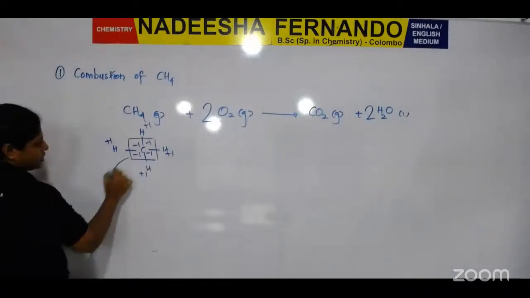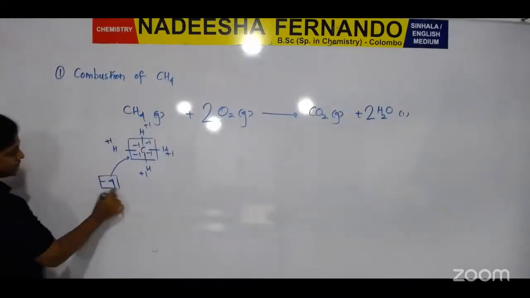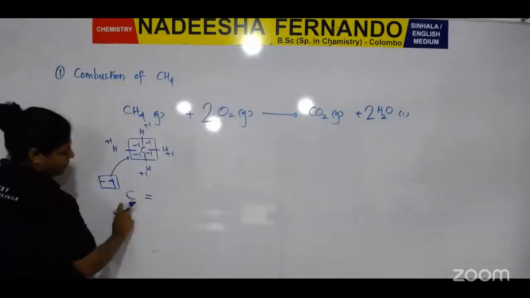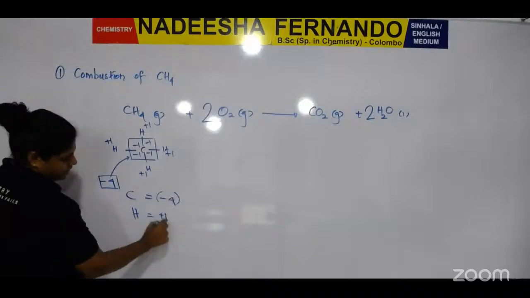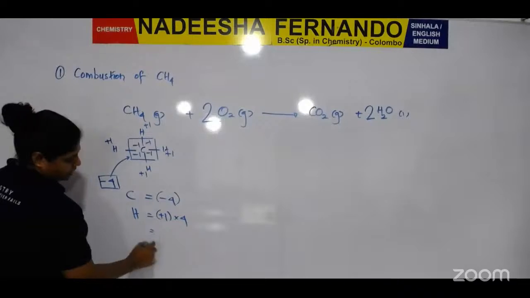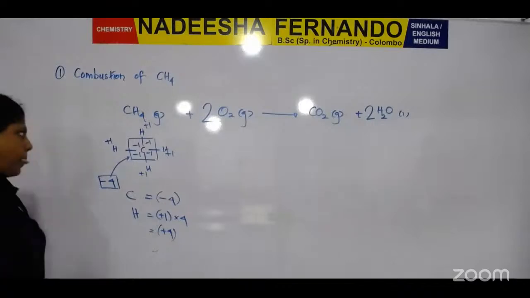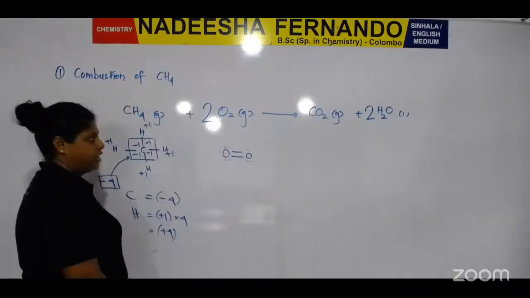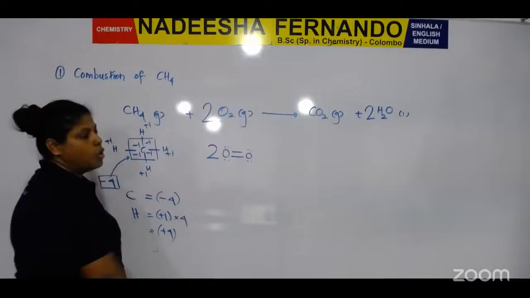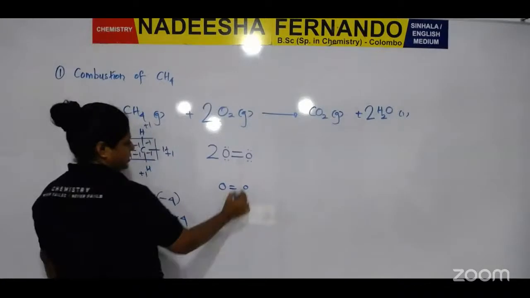So the oxidation number is the overall charge because of the 4 bonds formed with the hydrogen. So that is -4. The carbon in CH4 has -4. 1 hydrogen has +1. There are 4 hydrogens, therefore +4. +4 -4. When you take oxygen, oxygen is a non-polar, homoatomic molecule. So oxygen takes 0 oxidation state, 0.